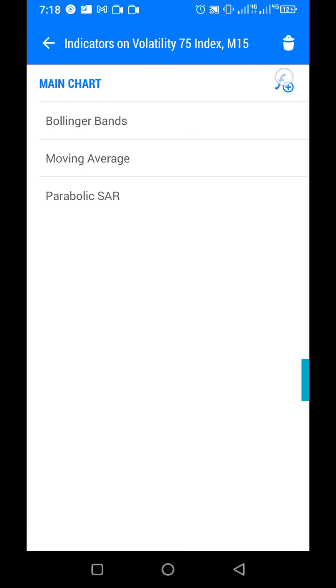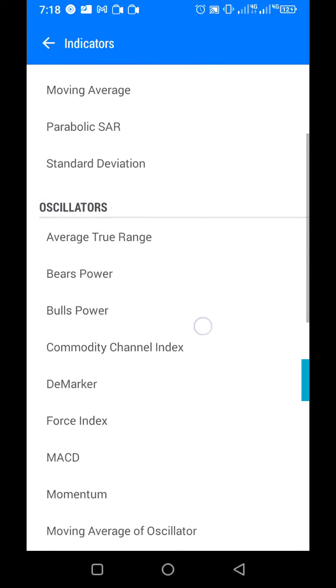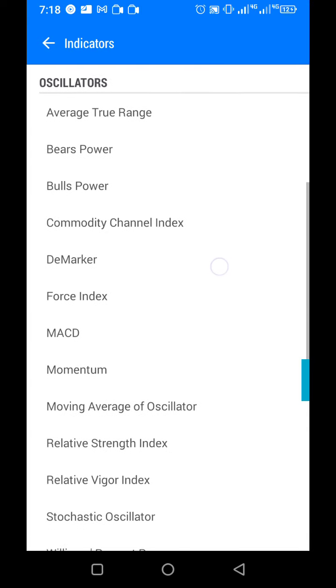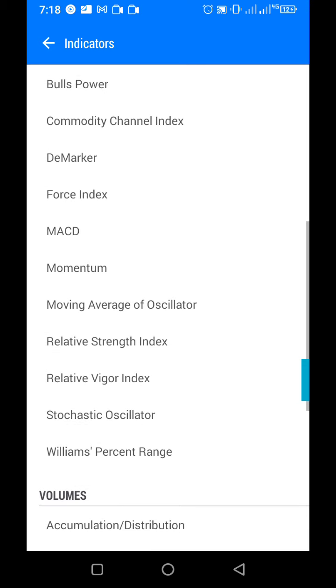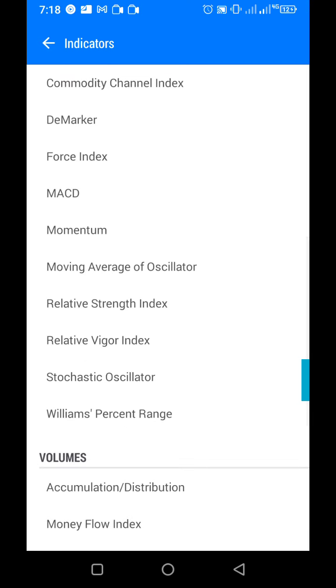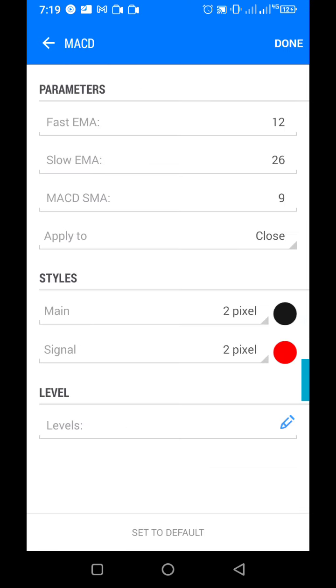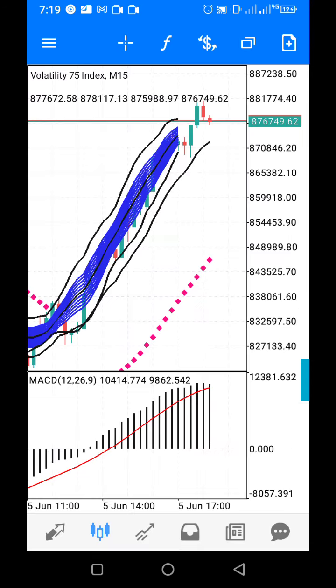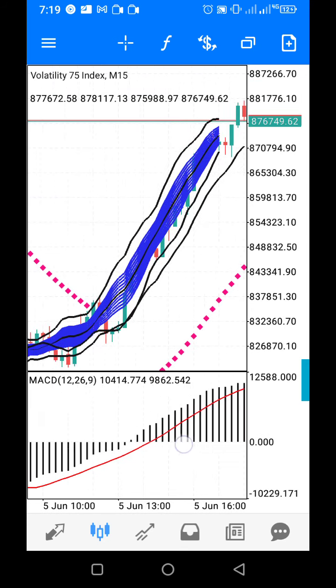Then add again and come down. I'm looking for MACD. These are the settings for MACD: fast EMA 12, slow EMA 26, MACD SMA 9, apply to close, then any color you want. See your MACD down here.